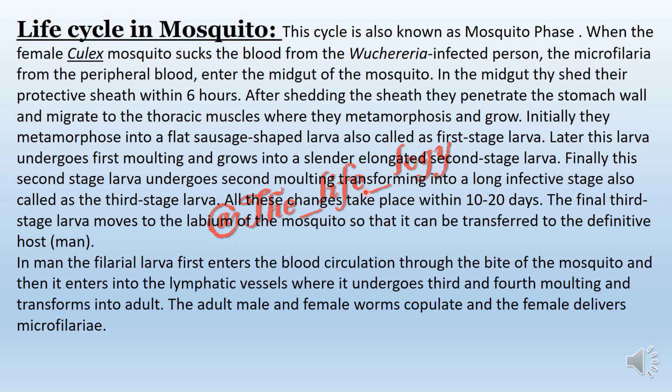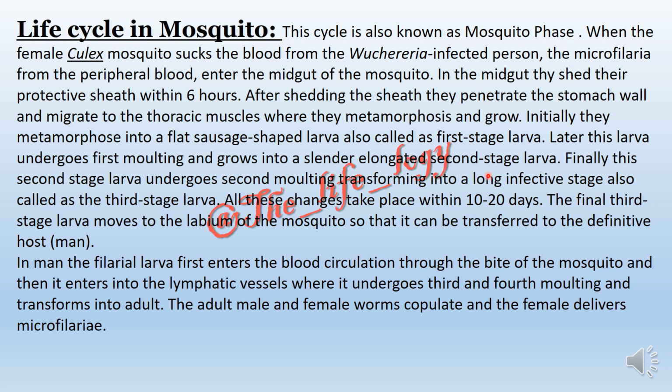Finally, this second stage larva undergoes second molting, transforming into a long infective stage, also called third stage larva. First of all, it is shed after entering the midgut of the mosquito. They shed their protective layer within 6 hours. When the protective layer is shed off, they enter the stomach wall and migrate to the thoracic muscles. Now here the first metamorphosis occurs, and after metamorphosis first molting occurs.